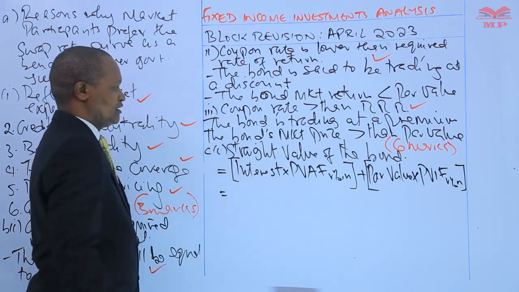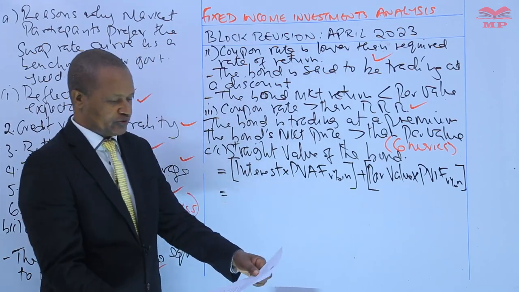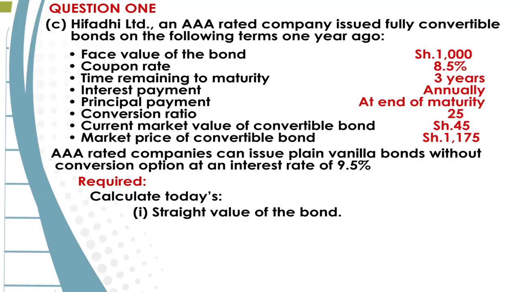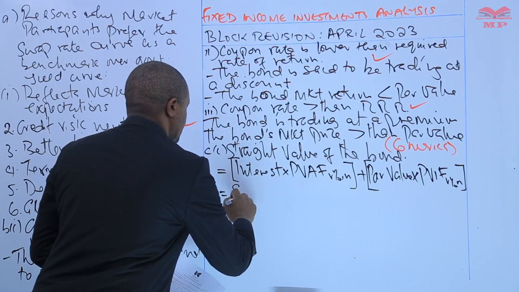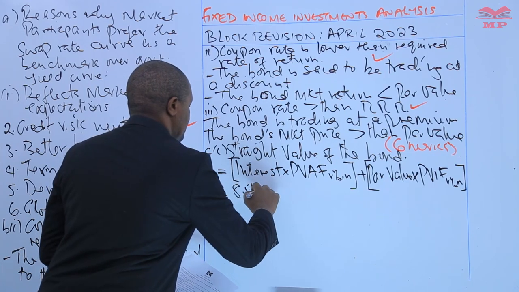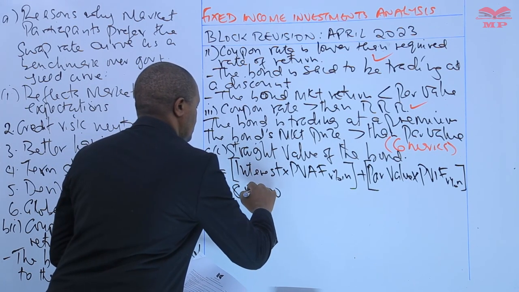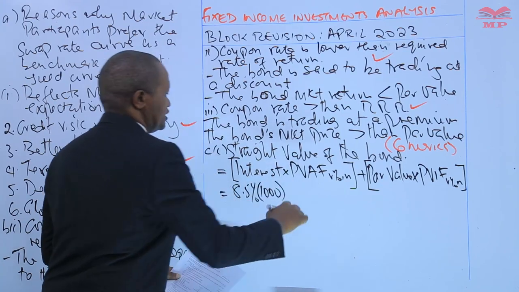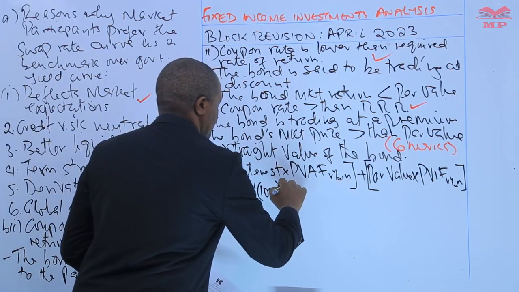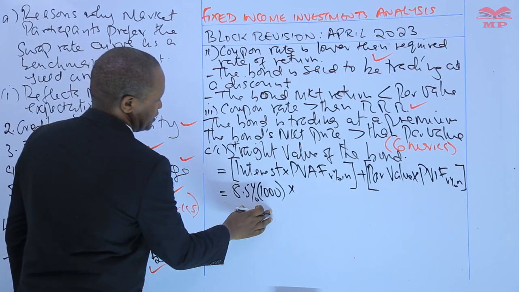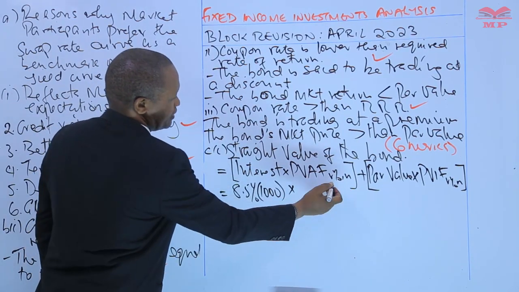So what is the interest? Go back to the question. We read that the coupon rate is 8.5% and the face value is 1,000 shillings. So the interest here is 8.5% times 1,000. That is the interest. Then we are going to discount this interest of 8.5% of 1,000 by this factor.